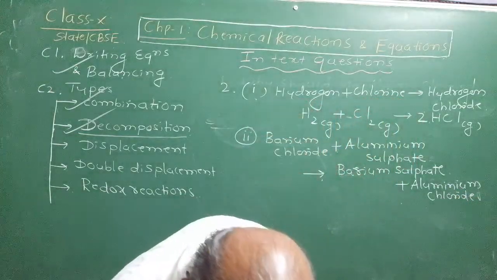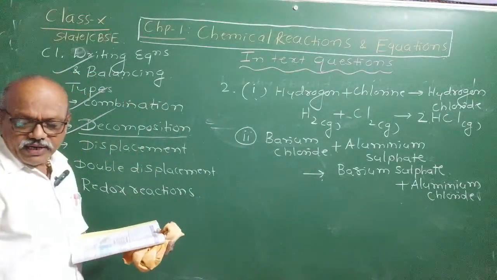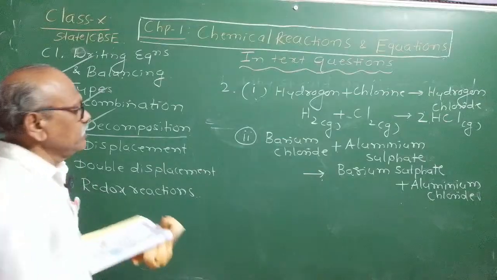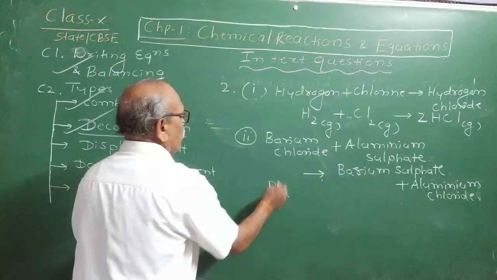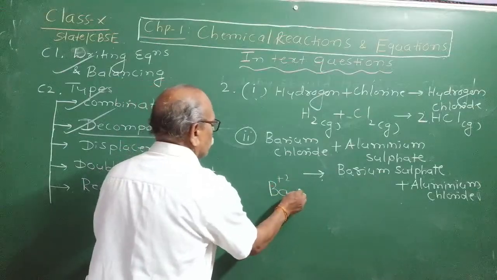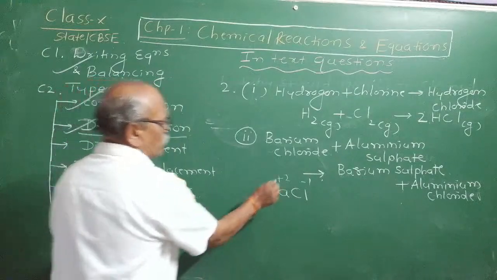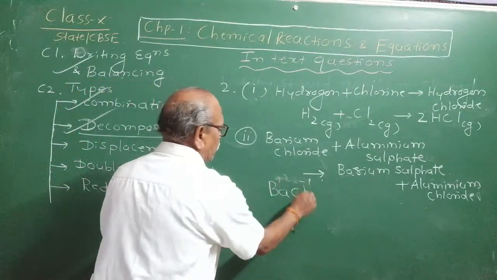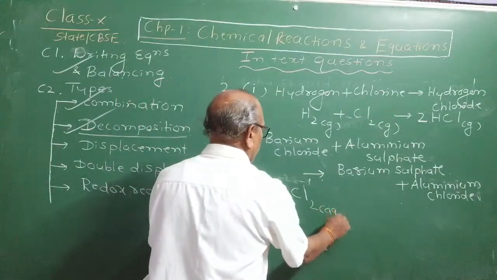What is important is our aim is to prepare for the exam. Check how quickly you can write the formula of barium chloride. Barium will have the symbol Ba. Valency you must have in your mind, +2. Chlorine will have the valency -1. Test of your balancing equation: cross the valency. Therefore you get BaCl2. Generally aqueous solution will be taken.